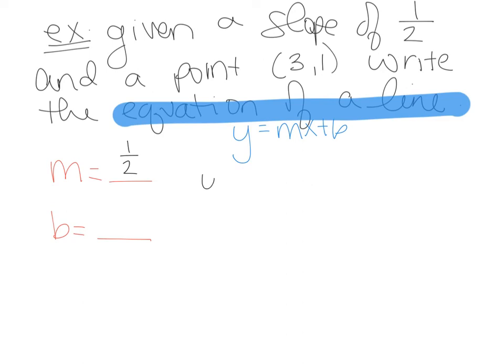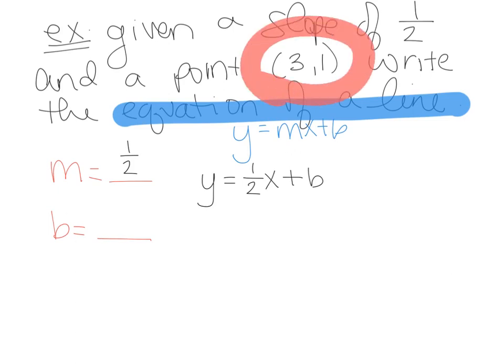Nothing. So, y equals 1/2 x plus b. So what am I going to do to find b? I'm going to use this ordered pair, and I'm going to plug 3 in for x and 1 in for y. So I'll do 1 equals 1/2 times 3 plus b.